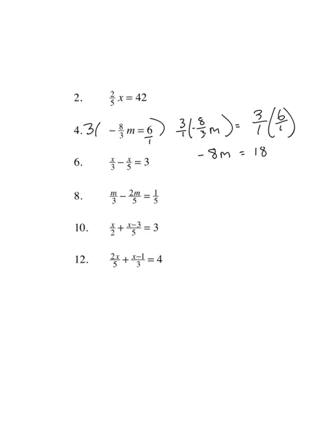And again, the whole purpose of this fraction busting method: I take negative 8/3 m equals 6, and I compare that to negative 8m equals 18. And clearly the second one's much easier. So my last step is just divide by negative 8. And m is equal to negative 18 over 8, or negative 2 1/4.